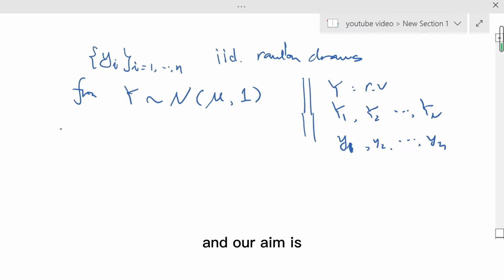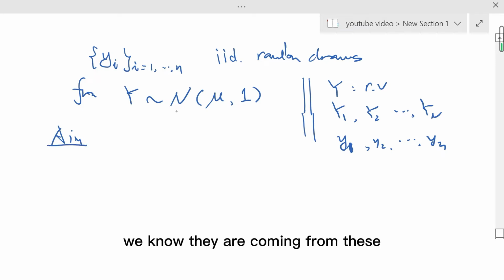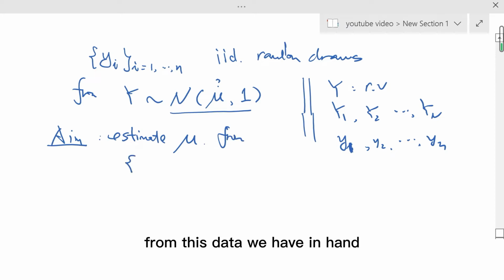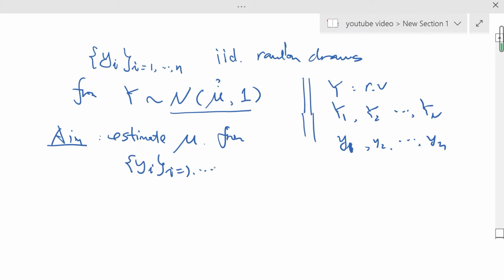And our aim is, we know they are coming from these normal distributions, but we don't know what mu is. So our aim is to estimate mu from this data we have in hand. How can we do that?